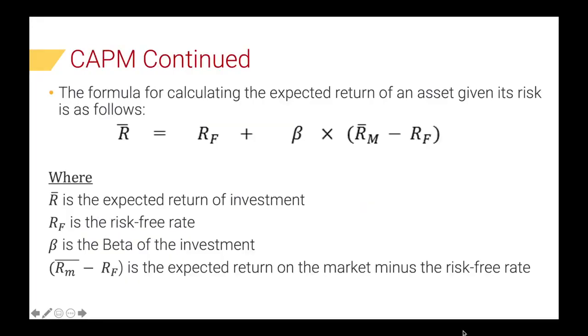The CAPM formula is shown on the screen. R is the expected rate of return of the investment. RF is the risk-free rate. Next we have the beta. Then we have the expected return on the market minus the risk-free rate.